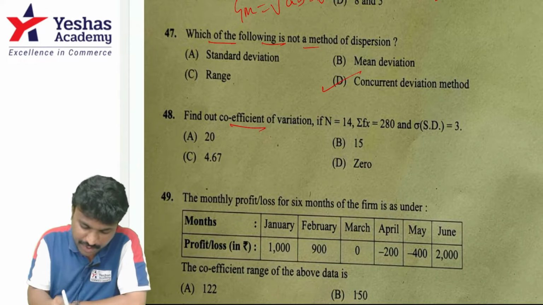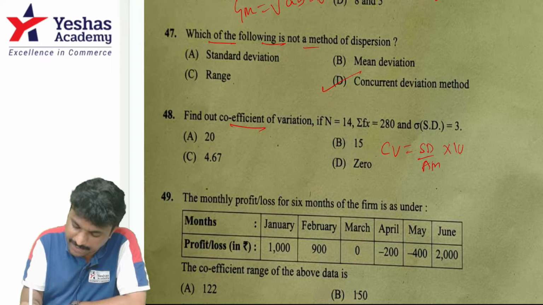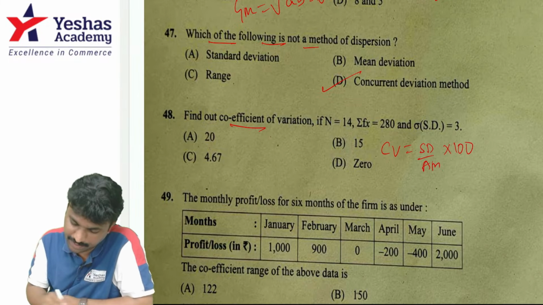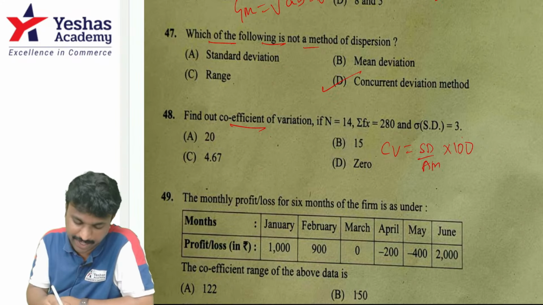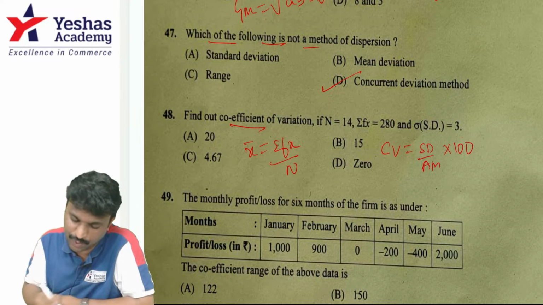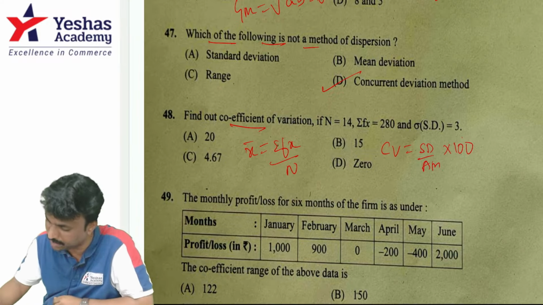Next question, the coefficient of variation we need to find. So what is CV? Actually, SD by AM into 100. So what is SD? SD is given. AM is not given directly. What is AM? It is summation fx by capital N. Yes or no? It's 280, summation fx, divided by capital N, which is 14.